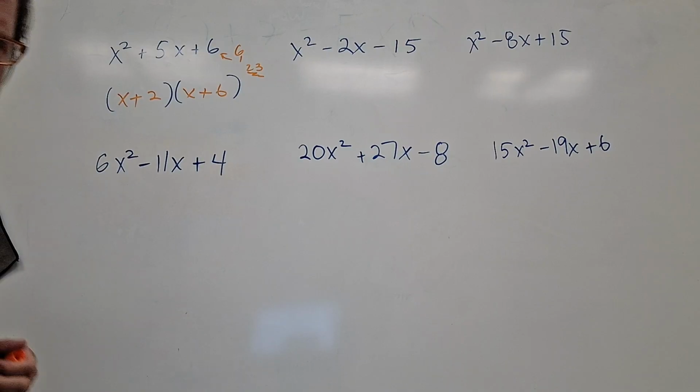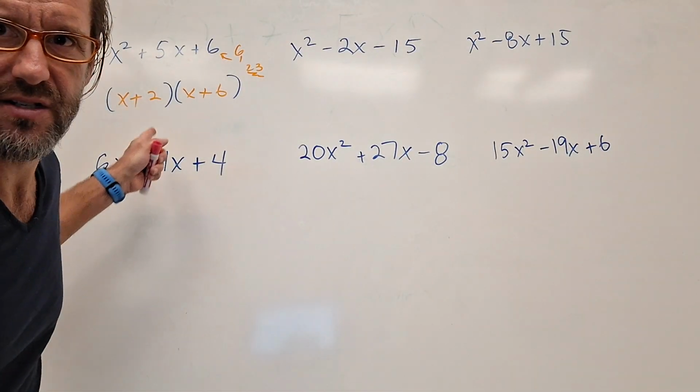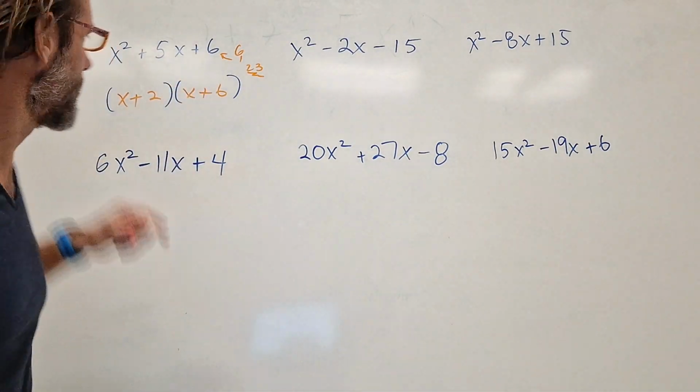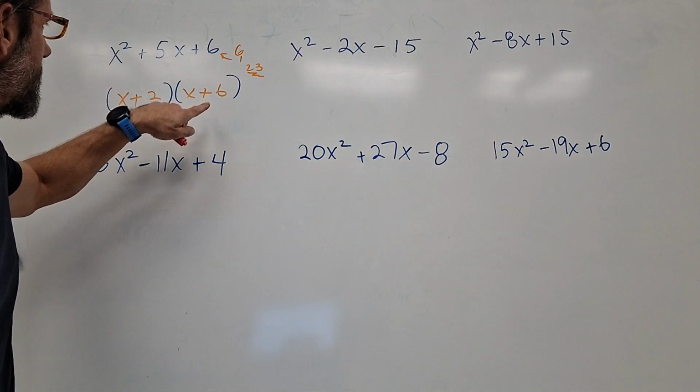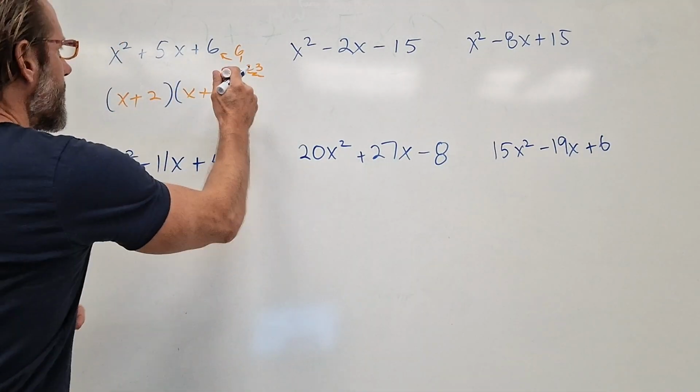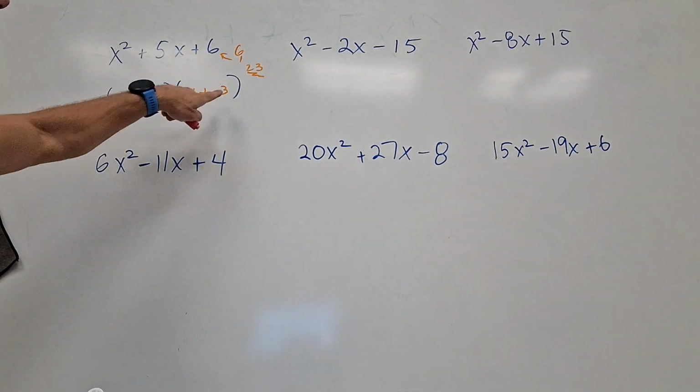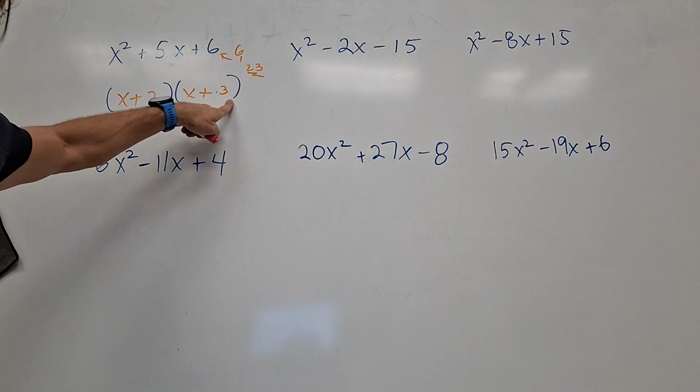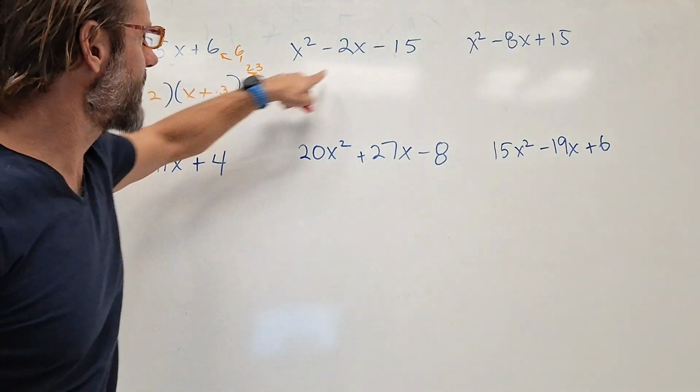Now I can see this is the correct factorization because if I foiled this, I'd get back up here. So we are good to go. X squared, 2x. See, look at that, I made a mistake. You guys caught it. 2x plus 3x is 5x. 2 times 3 is 6. Pretty straightforward. Everyone's good with that.